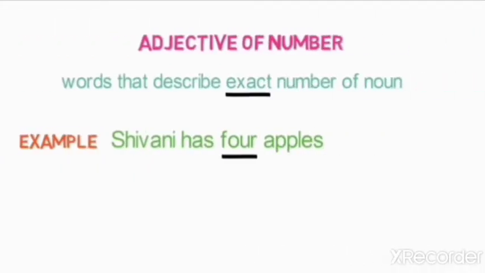Adjective of number. They are the words that describe the exact number of a noun. Note down the word exact. For example, Shivani has 4 apples. Here 4 is the exact number of apples Shivani has. They generally give the answer to the question how many in any sentence.